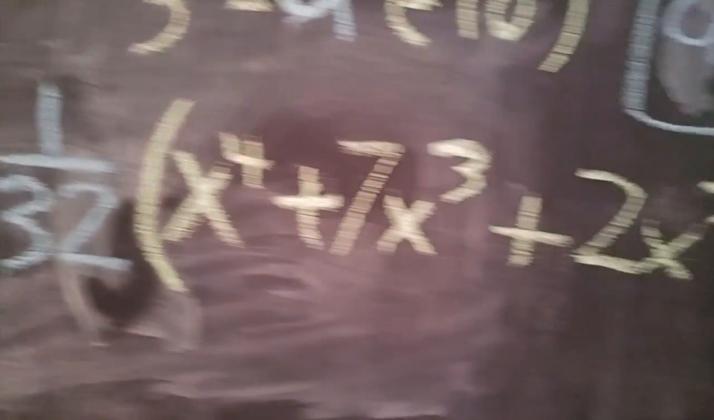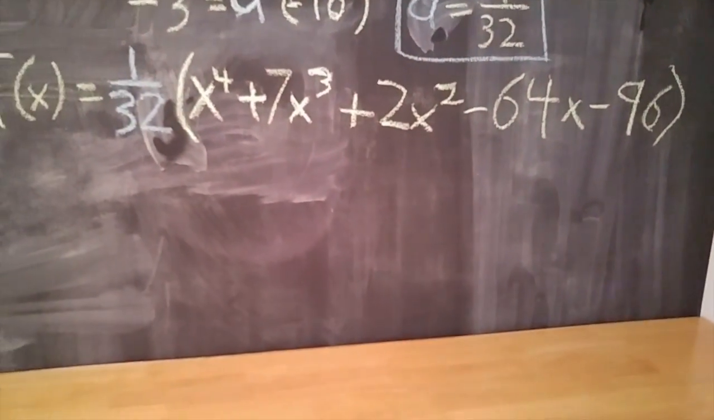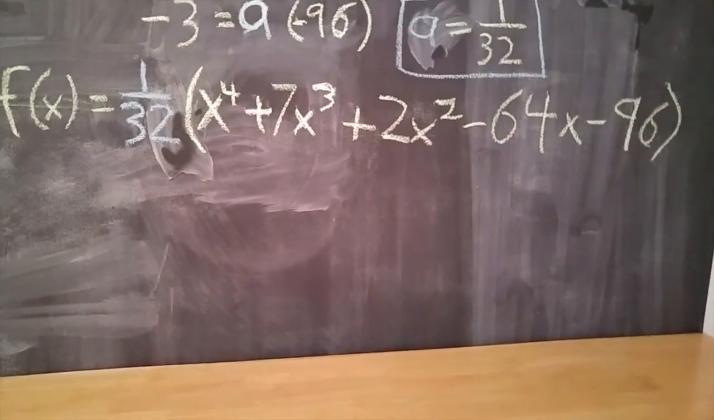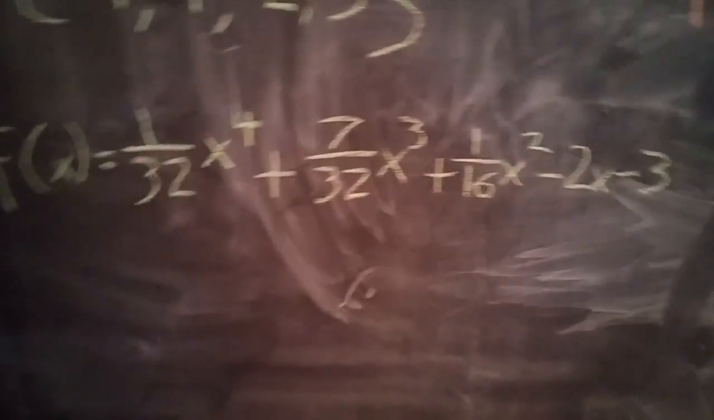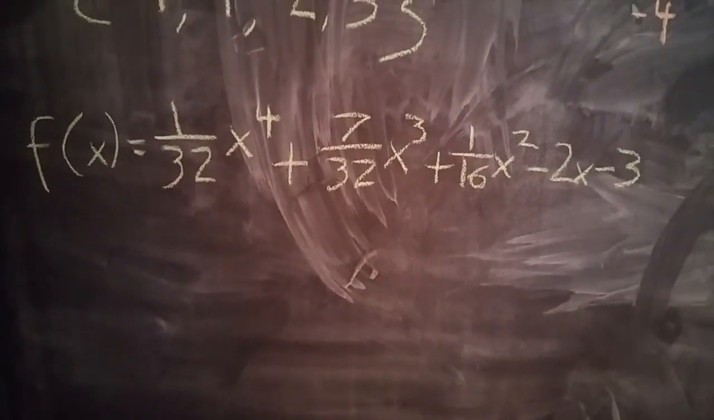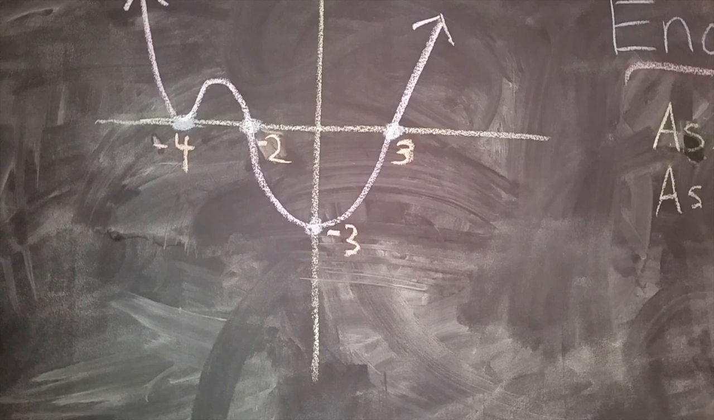Now with the 1/32, we're going to place it where the a was, or the leading coefficient, and next we'll distribute it to all the terms. After distributing the 1/32, we come up with this, and this is our final function for this graph.